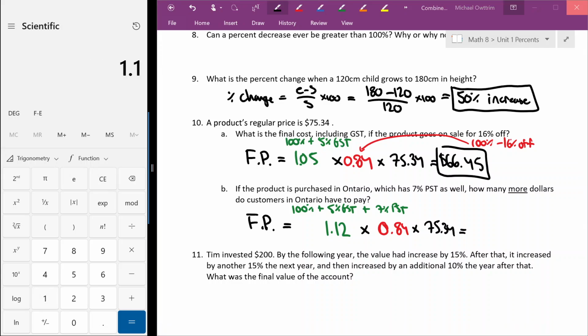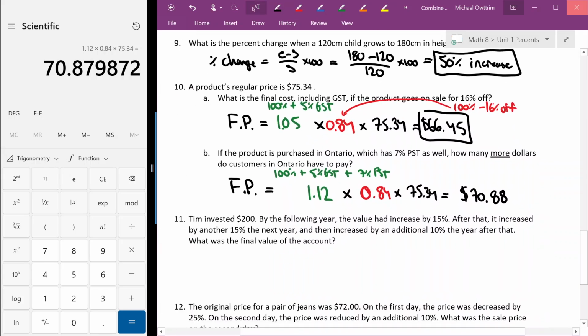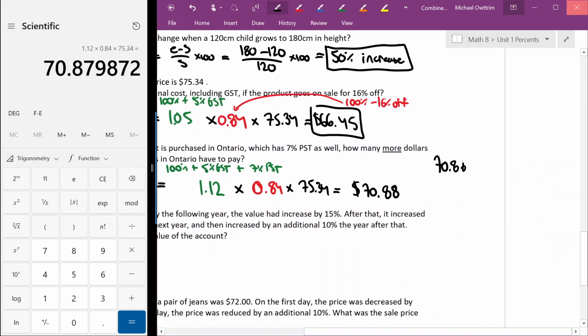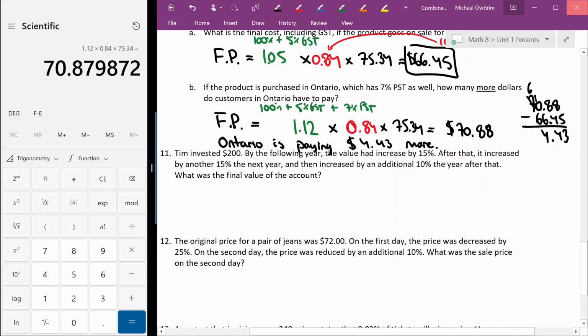We're going to do our 1.12 times our 0.84 times our 75.34. We get that our Ontario colleagues are paying $70.88. So we'll subtract, and we'll do our 70.88 take away our 66.45 to find out how much more. And we'll get that the Ontario folks are paying $4.43 more. And obviously you could do that subtraction on your calculator as well.